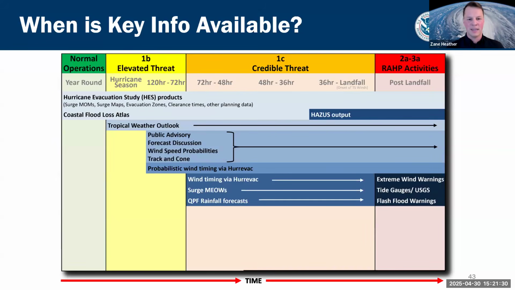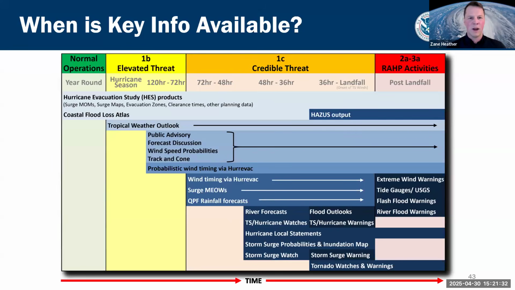As the threat becomes more credible, and as it approaches landfall, you have additional information informed by the forecast itself. You've got your operational products like your P-Surge, which you heard about recently, as well as storm surge watches and warnings that you could use to help drive decisions and drive actions.